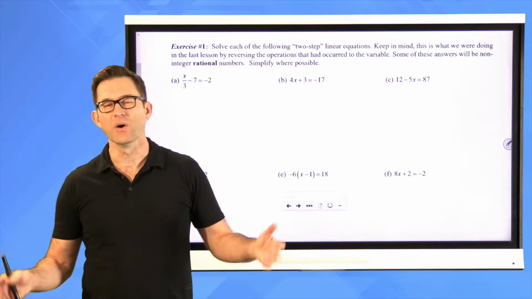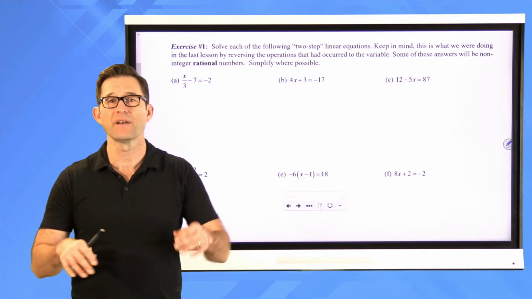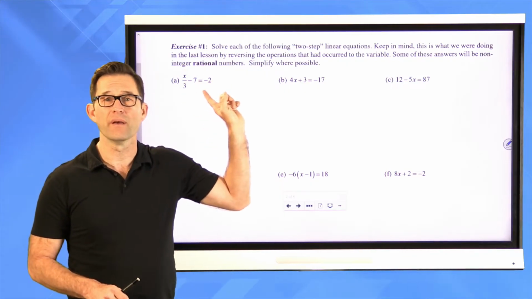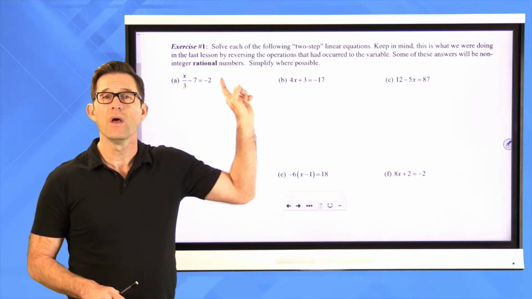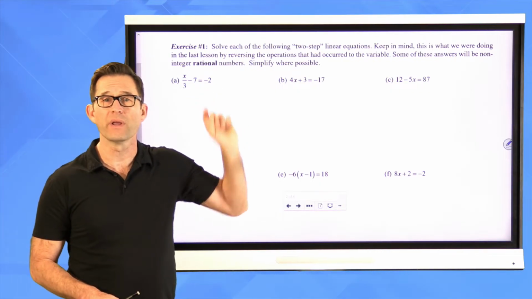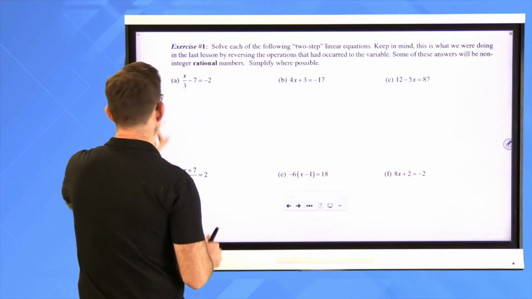All right, so let's talk about this a little bit, right? We can think about sort of order of operations, what's been done to x, reverse it, etc. Ultimately, I have x divided by 3 minus 7 equals negative 2. So I'm going to then add 7 to undo that. I'm going to multiply by 3 to undo that, and I'm going to have my answer. Two steps, right? Here we go.